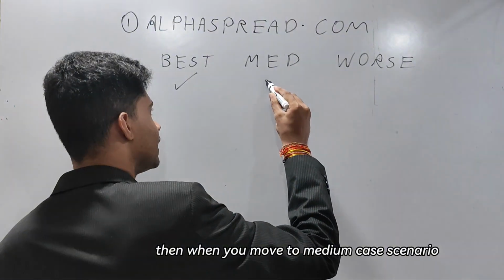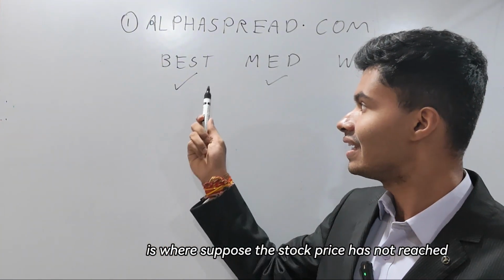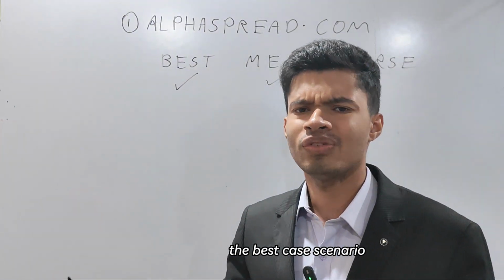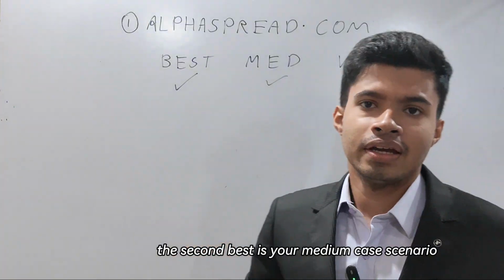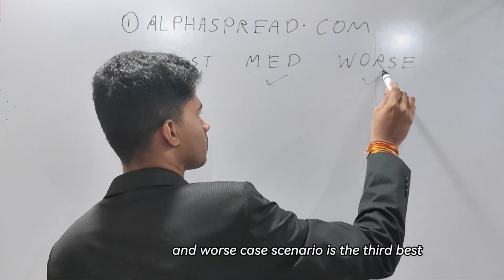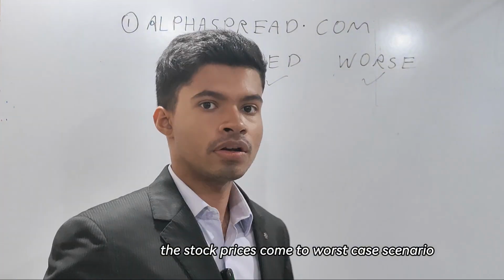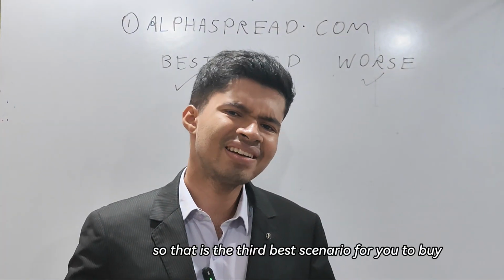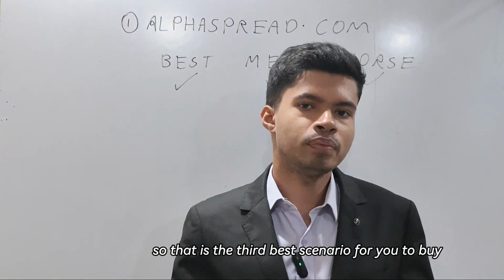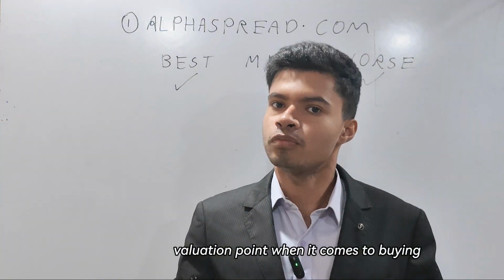Then the medium case scenario is where, suppose the stock price has not reached the best case scenario, the second best is your medium case scenario, and the worst case scenario is the third best. Sometimes the stock price comes to the worst case scenario and then rebounds. So that is the third best scenario for you to buy. So these are certain valuation points when it comes to buying.